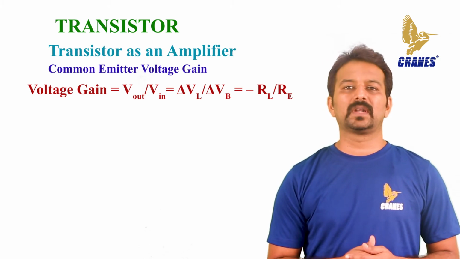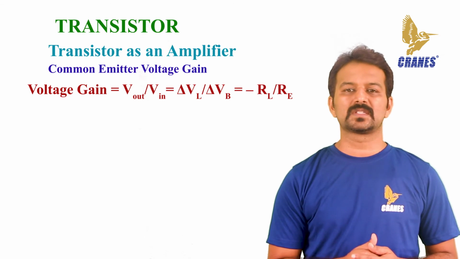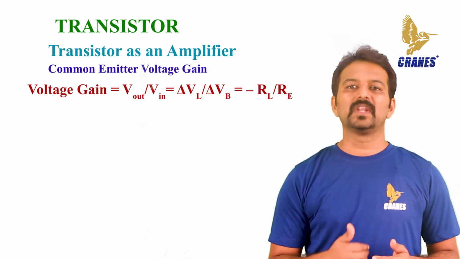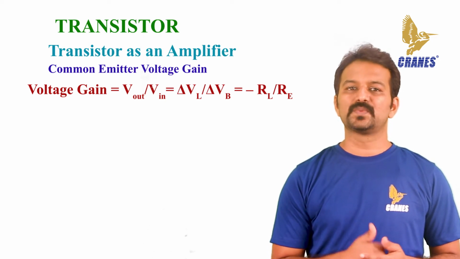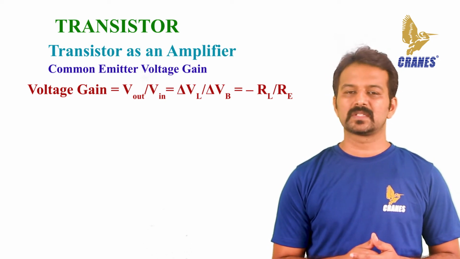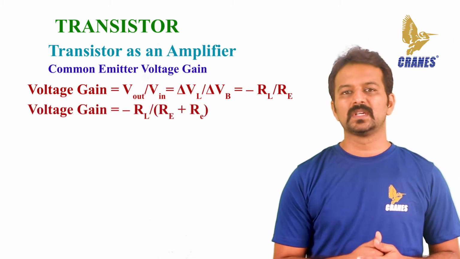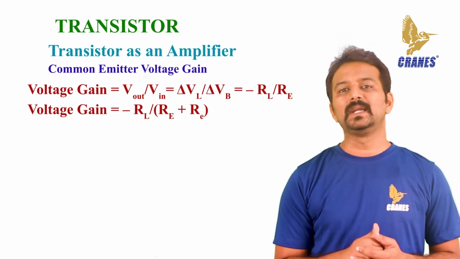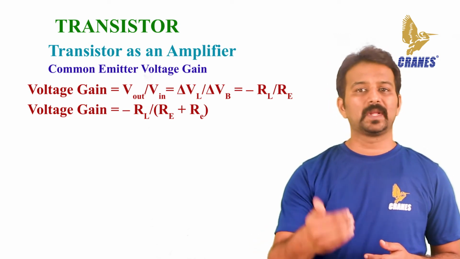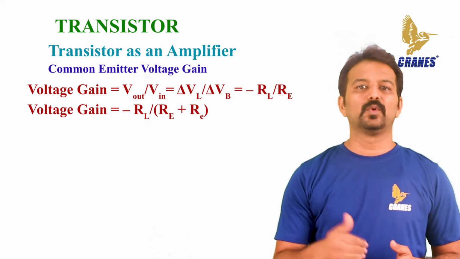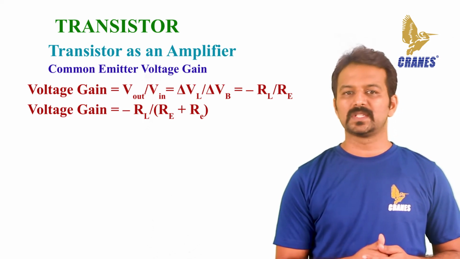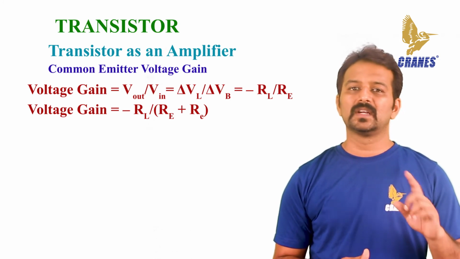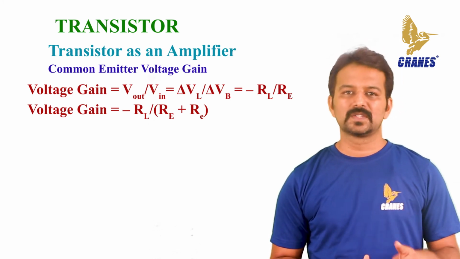We know that a bipolar transistor includes a very small internal resistance built into its emitter section, that is small re. Whenever the internal emitter resistance is connected in series with the external resistance, the modified voltage gain equation is given below. Voltage gain is equal to minus RL divided by capital RE plus small re. The whole resistance in the emitter circuit at low frequency will be equivalent to the sum of the internal resistance and the external resistance, that is capital RE plus small re.